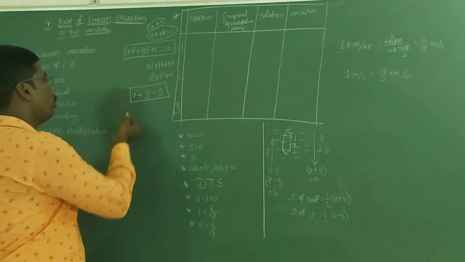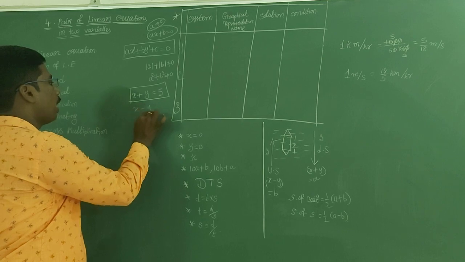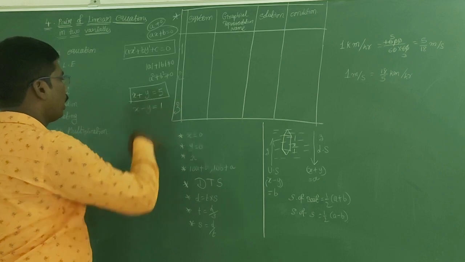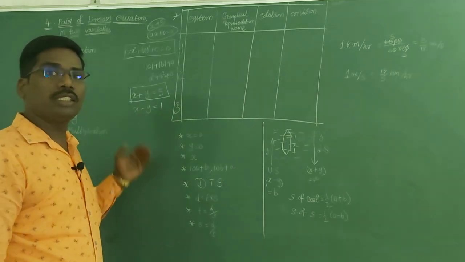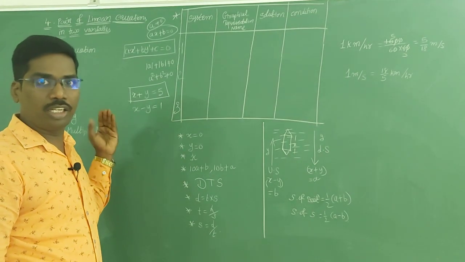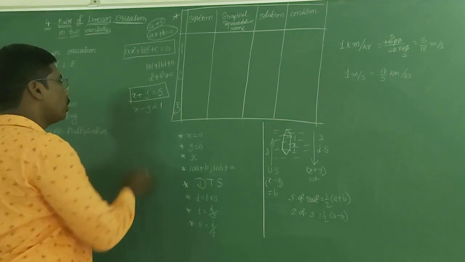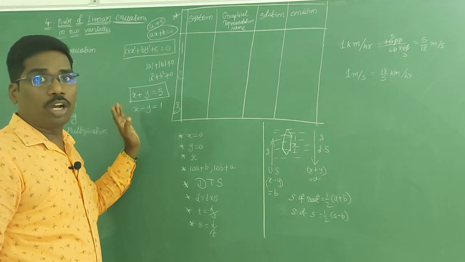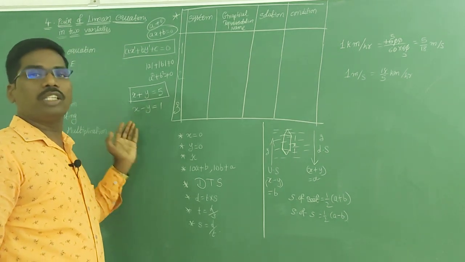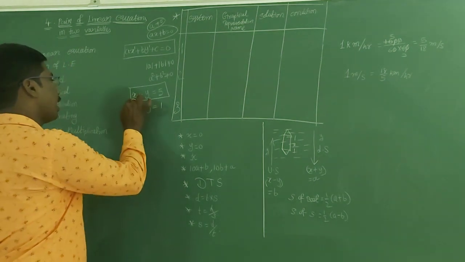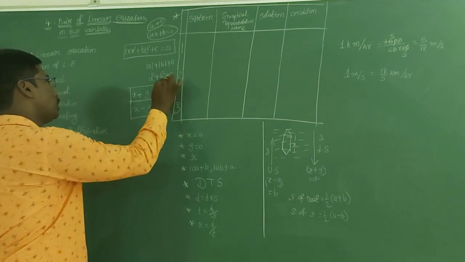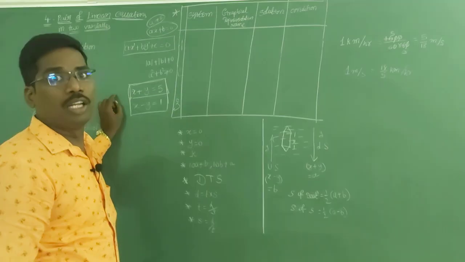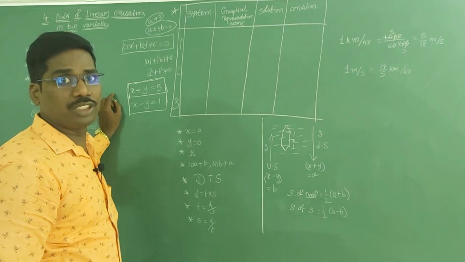Now, one more example I will take. x minus y is equal to 1. This is another linear equation. So it also has solutions: 4, 3; 5, 4; 2, 1; 1, 0. Like that it also has infinite solutions. If I take these two equations together, then it is called a pair of linear equations.